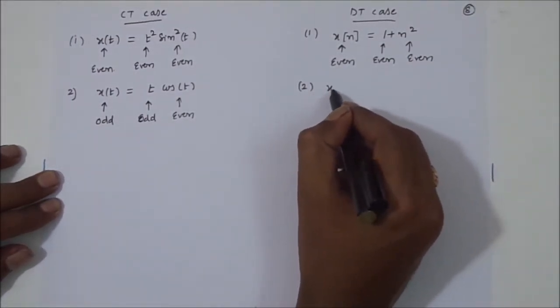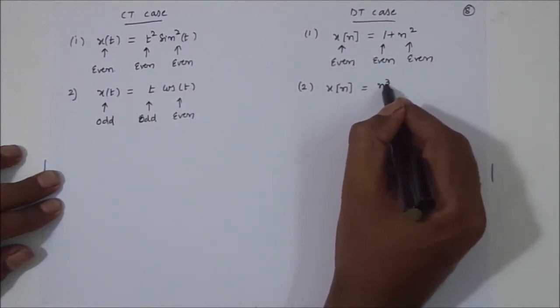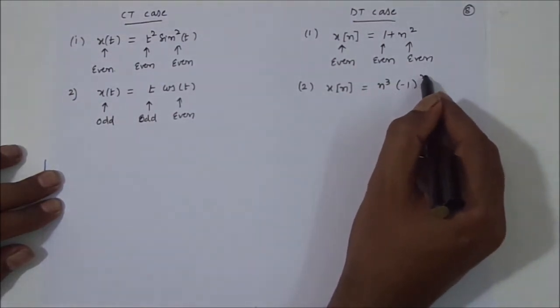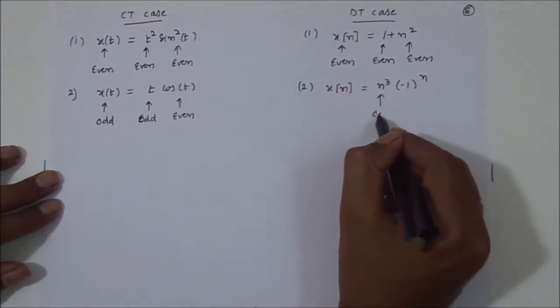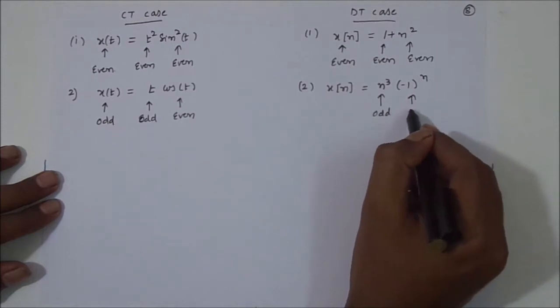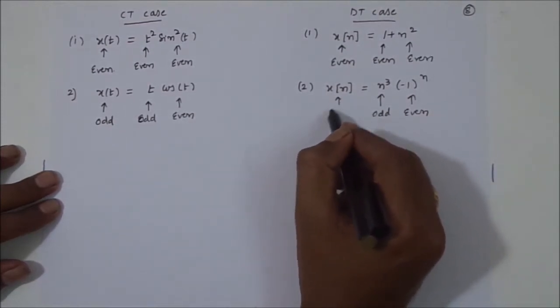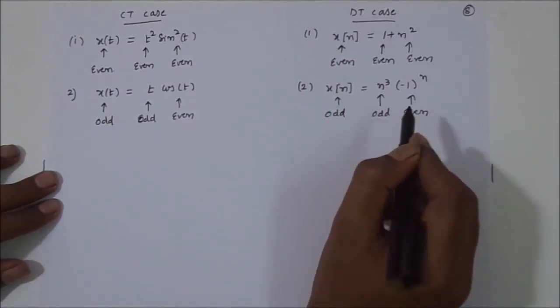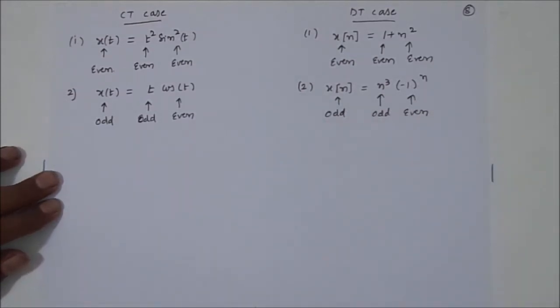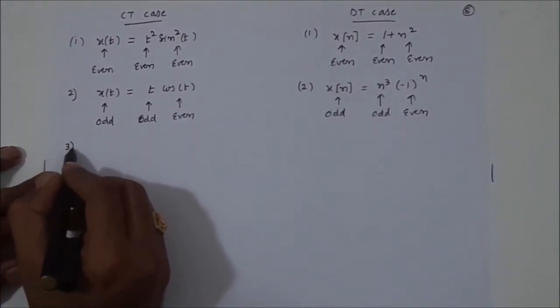x of n is equal to n cube into minus 1 power n. Here n cube is an odd signal, minus 1 power n is an even signal, so the resulting signal x of n is odd. Why? Because you are multiplying an even signal with an odd signal, so the resulting signal is an odd signal. Here we'll take one more example.